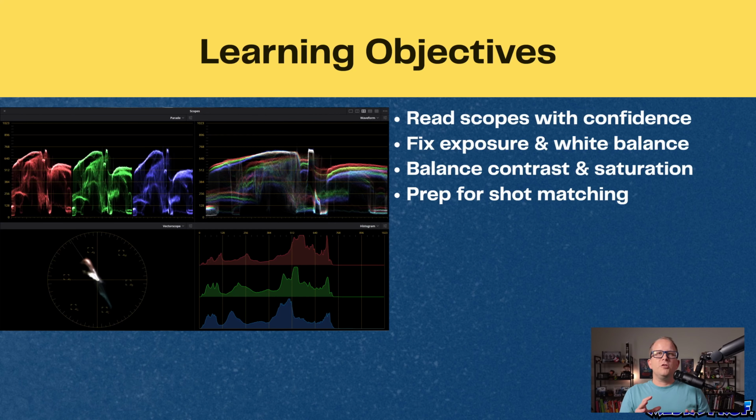So by the end of this, you should feel confident using the waveform, using the RGB parade, the vectorscope, the histogram to balance your exposure, fix your white balance, check your saturation, and even match shots, which is something we'll also take a look at in a video coming later in this series.